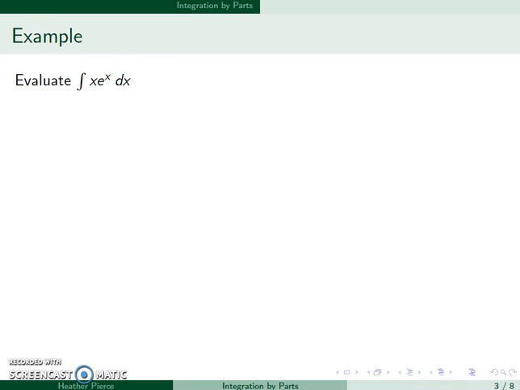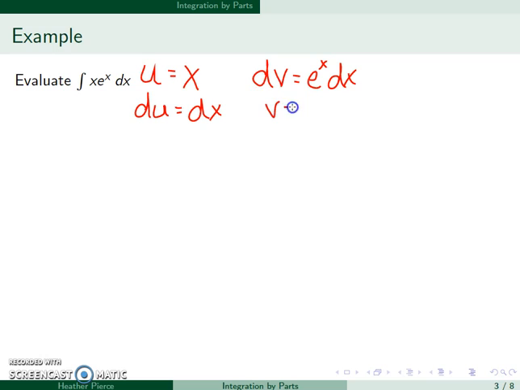So for example, let's look at x e^x. One of the best things to make u are powers of x. That would make dv e^x dx. To find du, I would take the derivative to get dx. And to find v, I take the integral. And the integral of e^x is e^x.